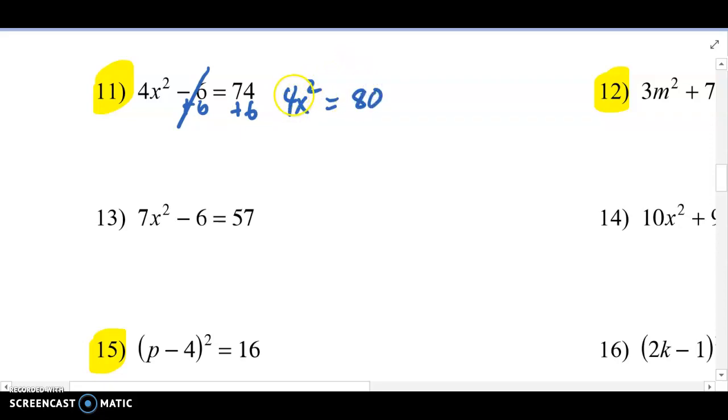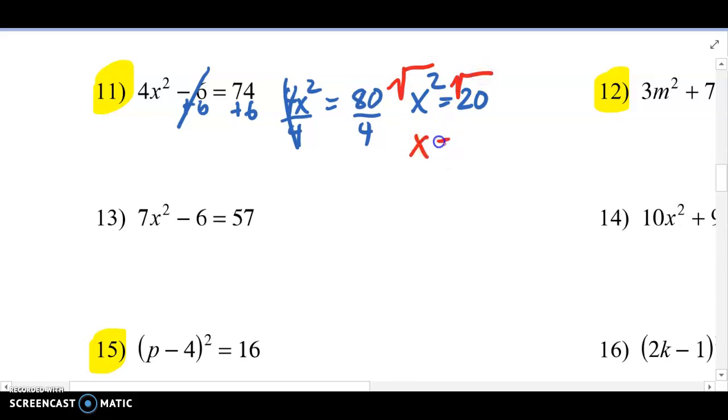Okay, and then I'm gonna get rid of this 4 as well, because I want x squared to be by itself. So I'm gonna divide by 4 on both sides. So now I have x squared equals 80 divided by 4 is 20. And now I want to take the square root of both sides.